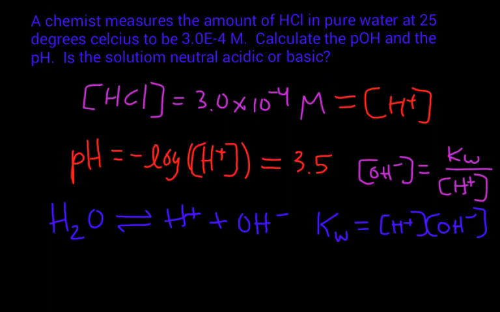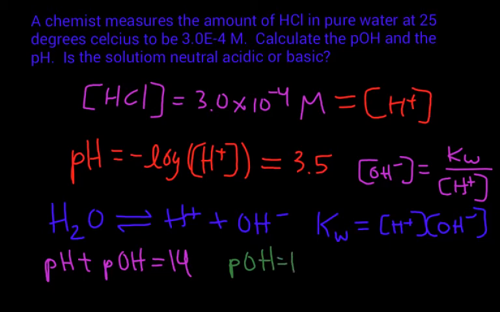Or we can use the other expression that we learned today in class. Since we're trying to find pOH, remember we said that pH plus pOH is equal to 14. We derived that in class, and if you need to convince yourself of that, I would suggest doing that. We already calculated that our pH is 3.5, so our pOH is going to be equal to 14 minus our pH, which is 14 minus 3.5, which is equal to 10.5.